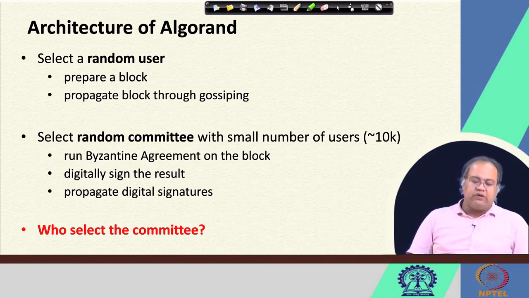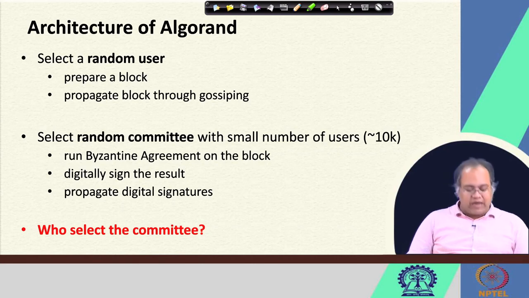If you just try to look into the architecture of Algorand, it is fairly simple. First, you select a random user. That random user will prepare a block and propagate the block through gossiping. And when a random user is preparing a block and propagating the block through gossiping, you need to ensure that the block that has been proposed by that random user is a valid block. So, the question comes that who is going to validate that block.